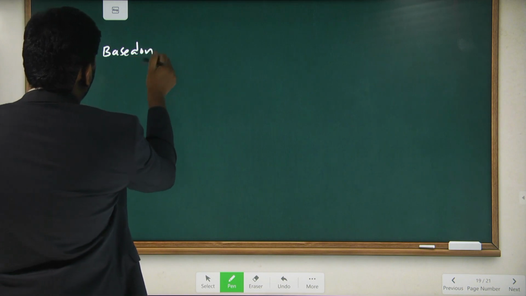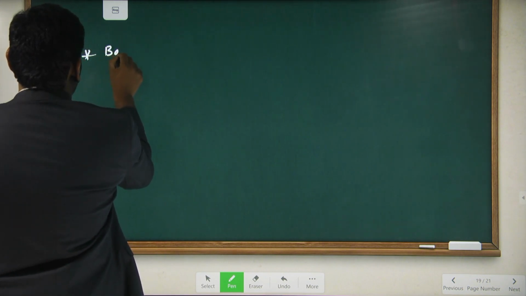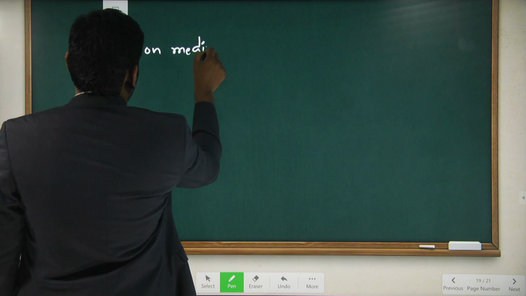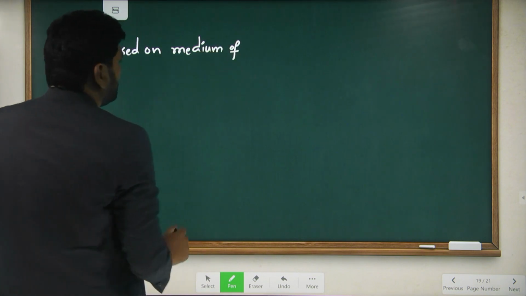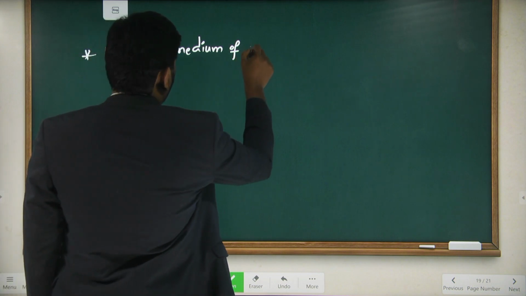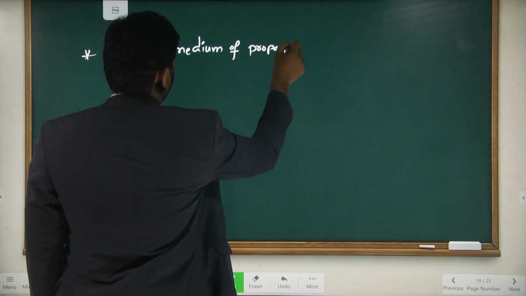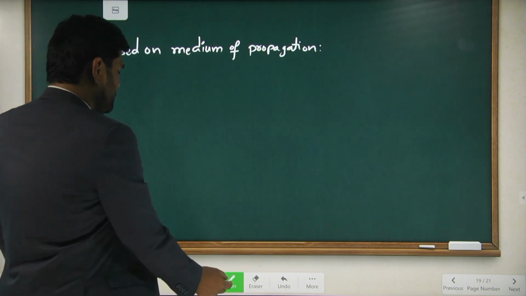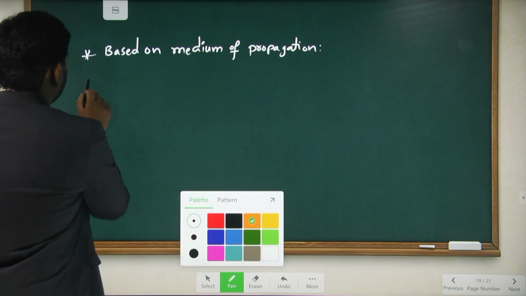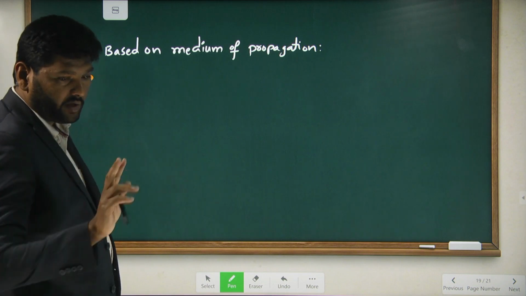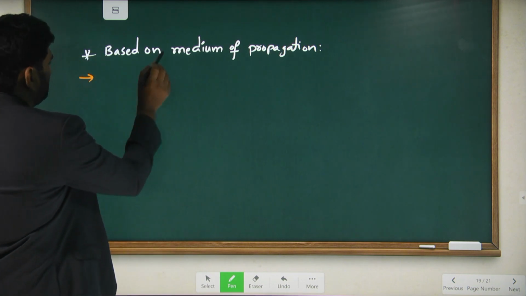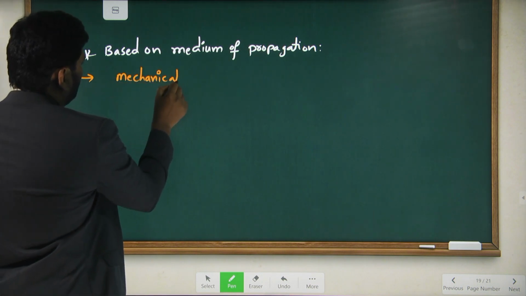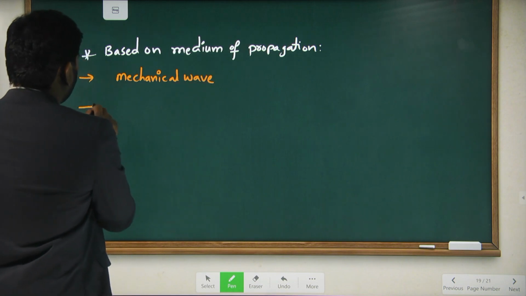Based on medium of propagation. See, let us take the first one. Based on medium of propagation, we have two types of waves. One is mechanical wave. Second one is, tell me.